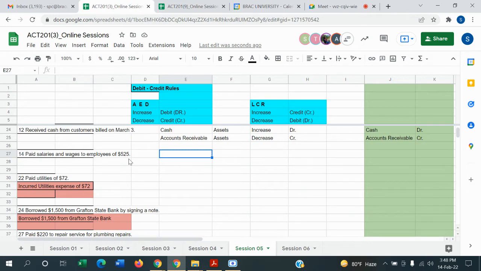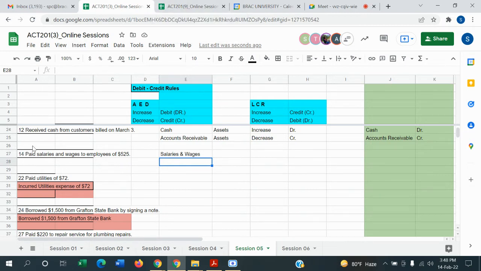Paid salaries and wages to employees, 525. Salaries and wages, debit. Excellent. Accounts receivable, accounts payable. Okay, salaries and wages is one account. Another account, cash. Is it accounts payable?